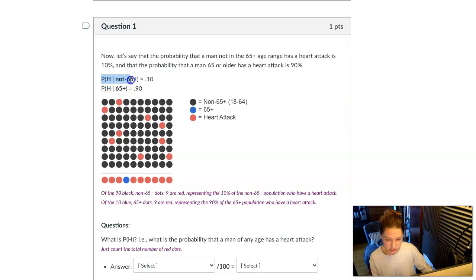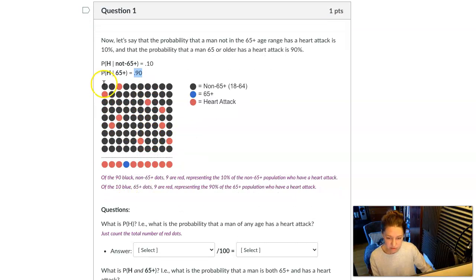So here's how we represent that information we were given. P(H | not 65), where this bar means given. So what is the probability of having a heart attack given that you are not in the 65 plus group? That's 0.1 or 10%. What is the probability of having a heart attack given that you are in the 65 plus group? Equals 0.9 or 90%. And now visualizing that, so this is 90 black dots. What is 10% of 90? That's going to be 9, so that's why there are 9 red dots here.